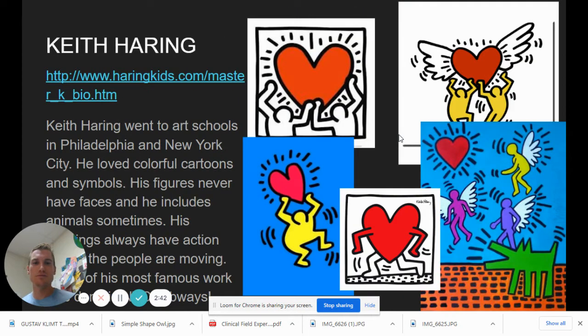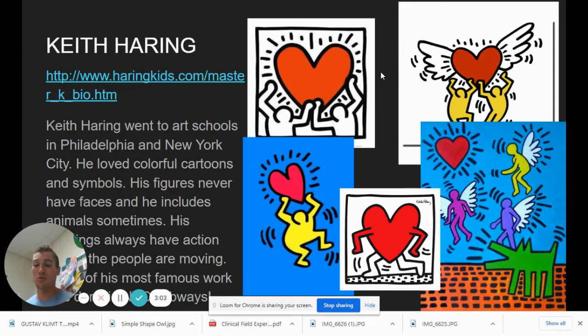Moving on. Keith Haring. Keith Haring went to art school in Philadelphia and New York. He loved colorful cartoons and symbols as well. So you can see some of these symbols. Wings are like a symbol of flying and like angels. This is a symbol of a dog. And then, of course, the heart, again, love, respect, kindness, friendship.